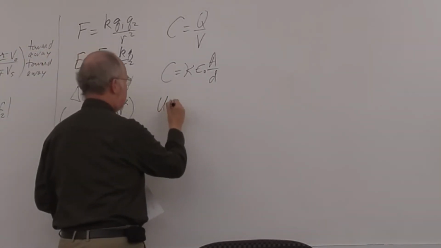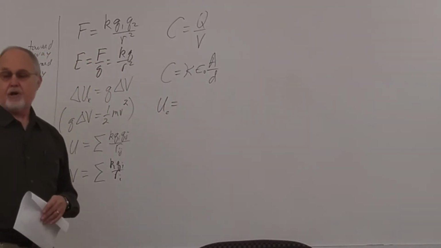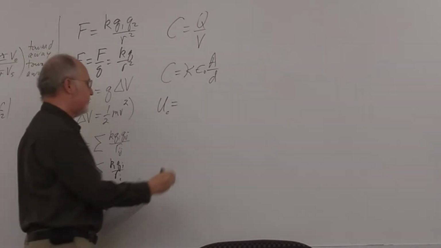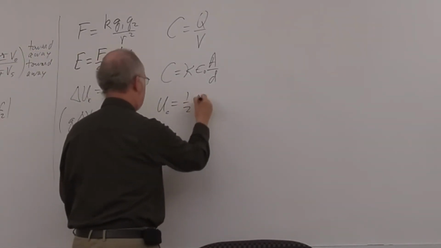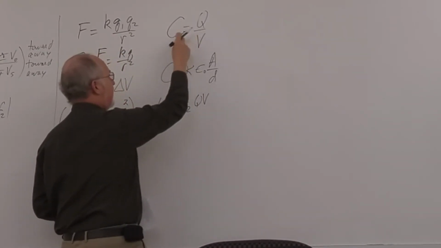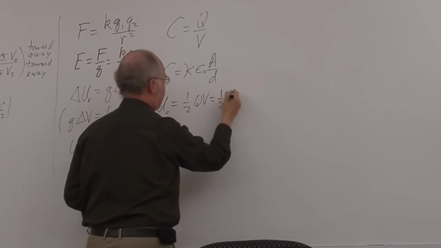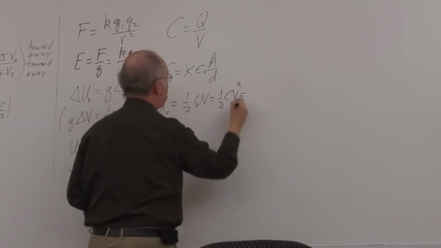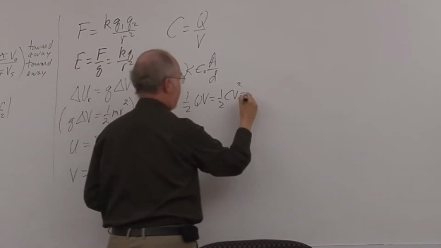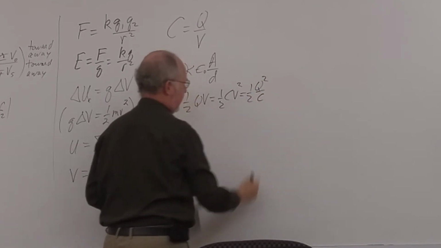Energy stored when you've got a charge on a capacitor. How much energy is stored in that electric field? That's 1/2 of Q times V, but Q is C times V, so that could be written as 1/2 CV squared, or V is Q over C, so you could write that as 1/2 Q squared divided by C.